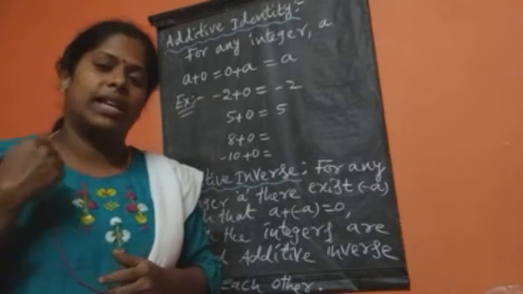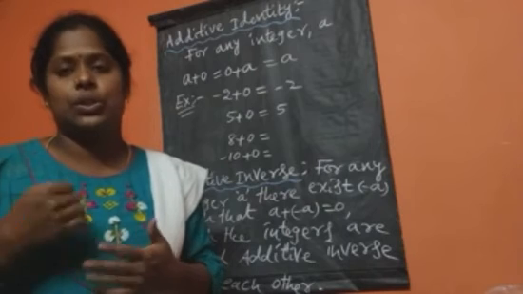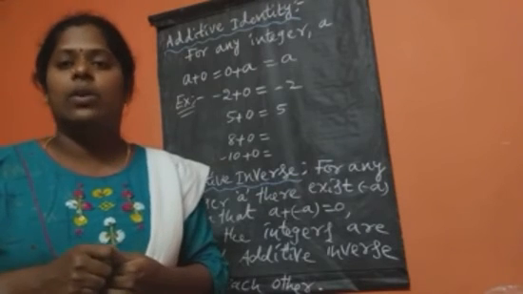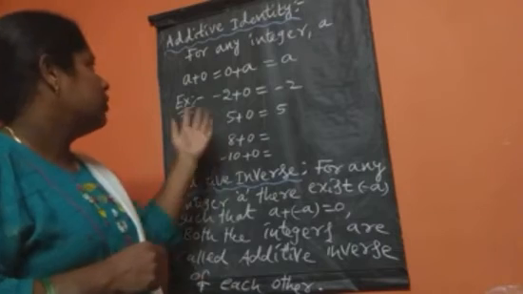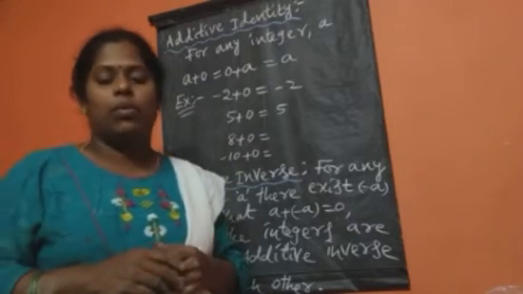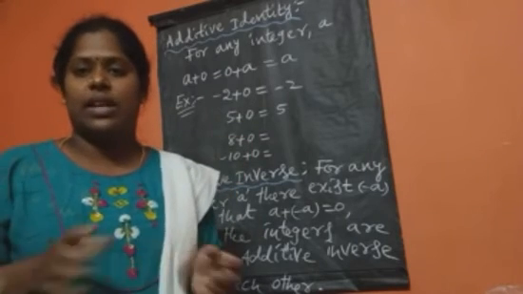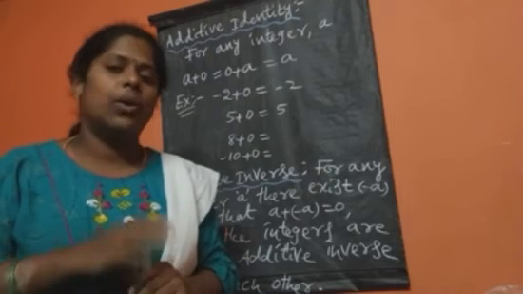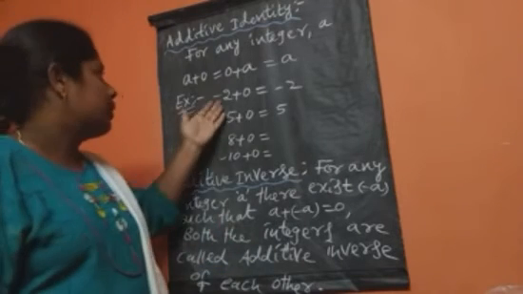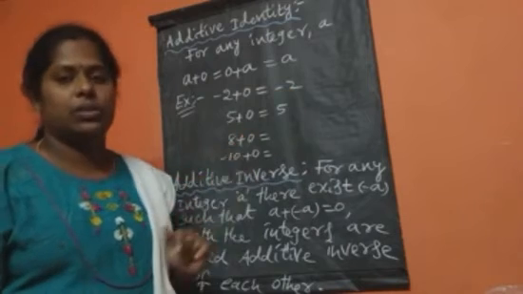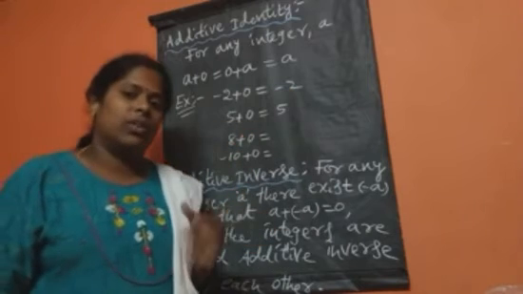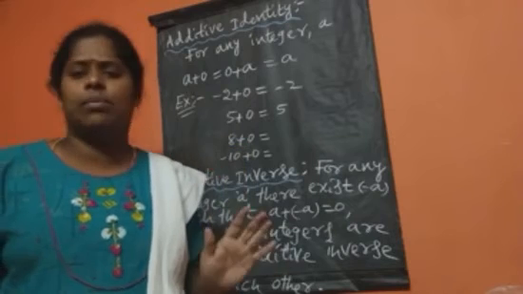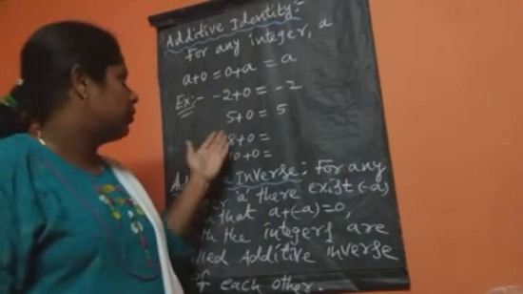So for any integer a, if a plus 0 is equal to 0 plus a is equal to a, then we can say that 0 is the additive identity. This property is only for addition, not subtraction, not multiplication, not division. In addition only, this 0 will satisfy. So minus 2 plus 0 means again we will get minus 2. There is no question. If we add 0 to any number, we will get that number only. So 5 plus 0 is equal to 5.